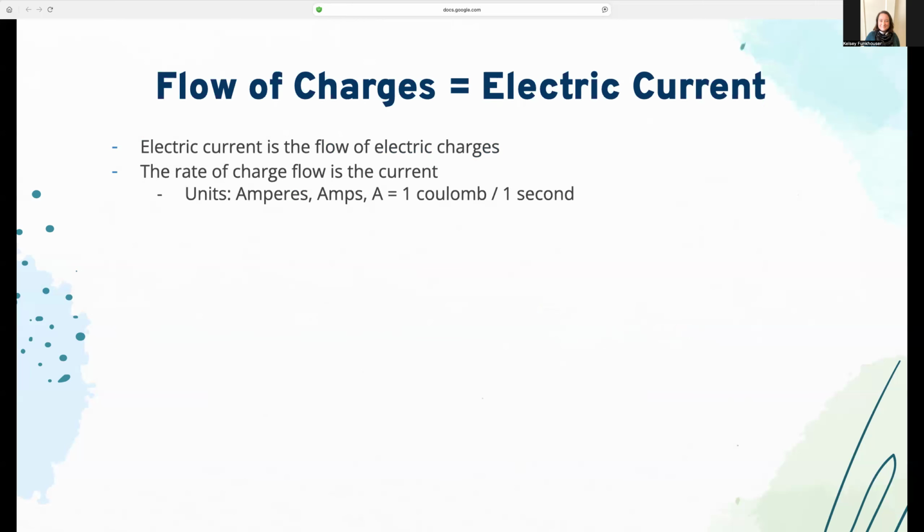So a flow of charges is called an electric current. It's the rate of charge flow, and it's in units of amperes or amps, which is a capital A. And it's 1 coulomb or 1 unit charge per second. And we're going to talk more about current in the next lecture. But I hope you liked your introduction to electricity.